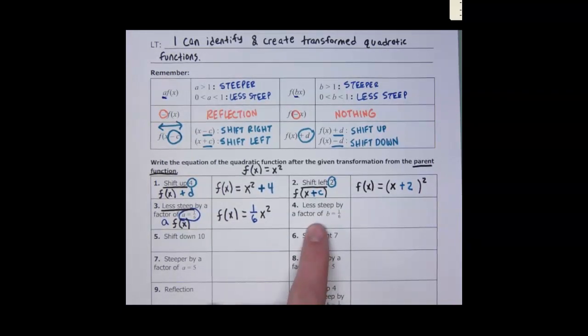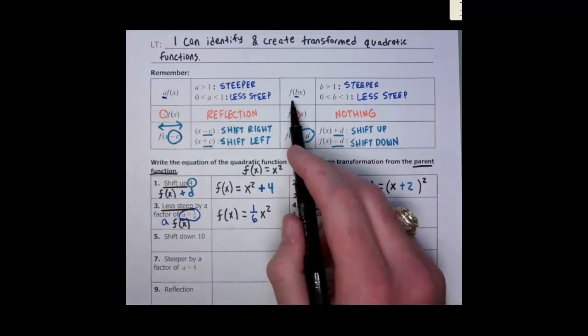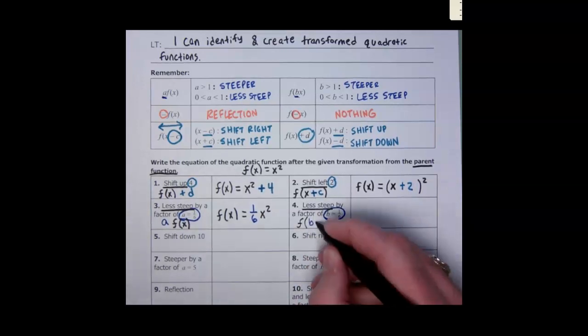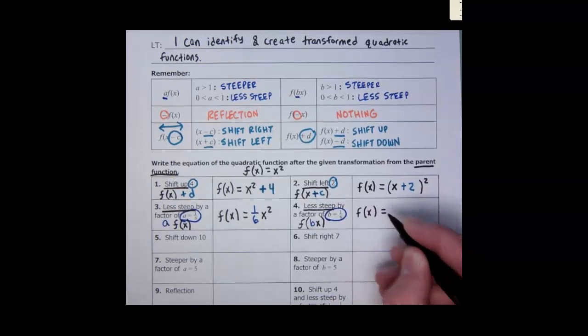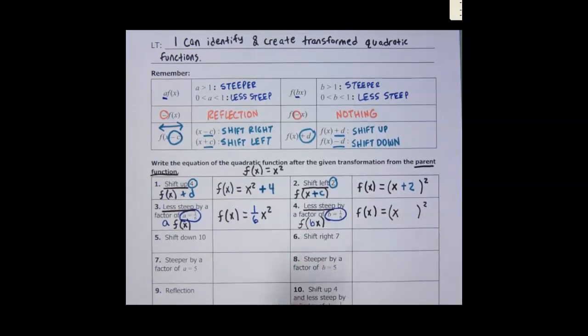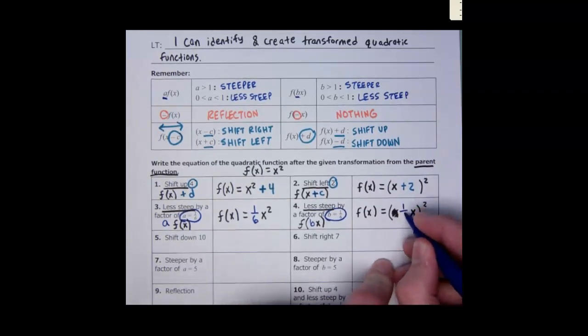Okay, now what if it's less steep by a factor of b equals 1/6? Less steep by a factor of b equals 1/6. Right? In this case, I'm going to use this formula. So I would do f of b. Okay. So in this case, we're still going to start off with f of x equals, but this time we're going to have something in parentheses. So if you look, what I just wrote is still the parent function. Right? All I need to do is put 1/6 in front of that x. So I'm going to write x over here and put 1/6 in front of that x.